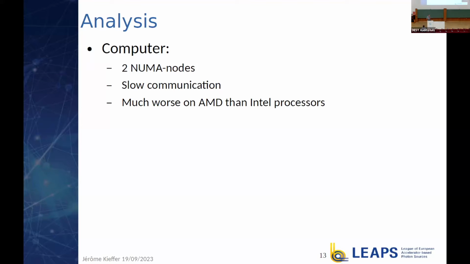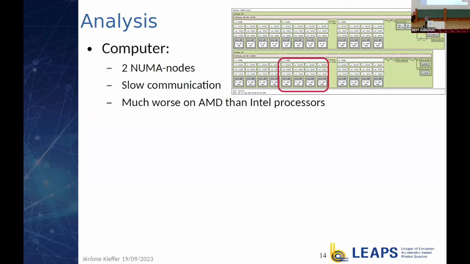So what's going on? What's going wrong? The computer has 2 NUMA nodes. This is the output of lstopo. We see 2 green boxes here and here. Those are 2 NUMA nodes. Each one has its own memory subsystem, and there are some mechanisms for exchanging data from one to the other. This communication is very slow, and it's much worse on AMD platforms than on Intel platforms. Those are both x86, but they have completely different behavior when it comes to multi-threading.